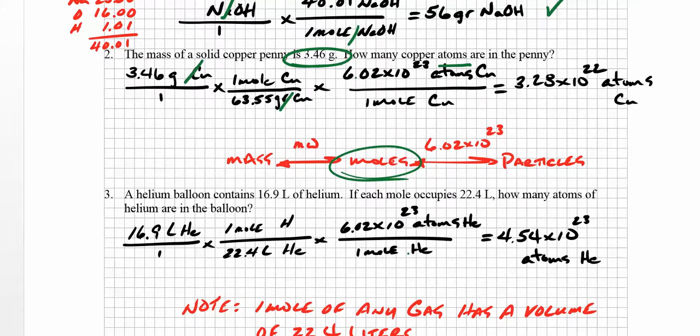So times whatever unit's in the upper left goes in the lower right of the next unit, and I'm left with atoms of copper. 6.02 times 10 to the 23rd atoms of copper per mole. And so now it's just a matter of multiplying what's on top and divided by 63.55. I get this number, 3.28 times 10 to the 22nd atoms of copper. And number 2 is done. Let's look at number 3.